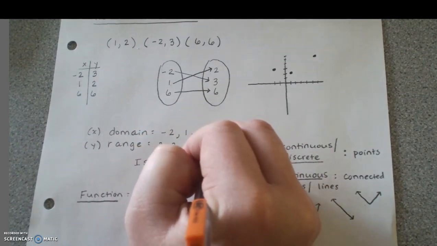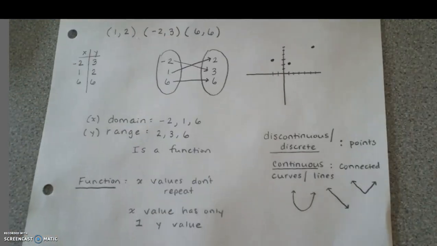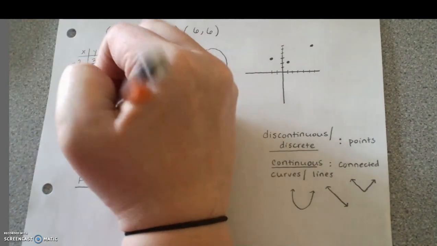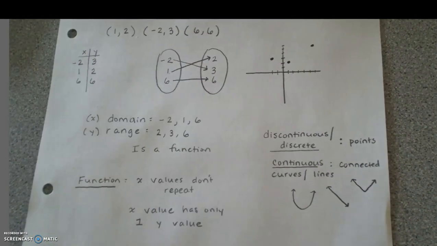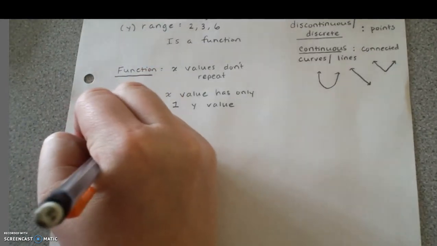This example that I've given you is a function. Now, if any of your x values repeat, it is not a function. And that's for your discrete. That's how you can tell with your discrete relations. When we get to continuous relations, that was the last thing that video talked about. We have to use something called the vertical line test.